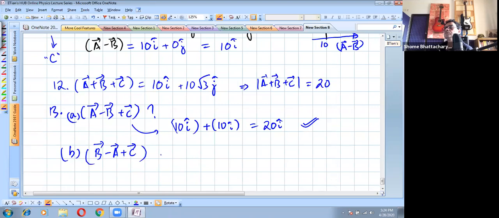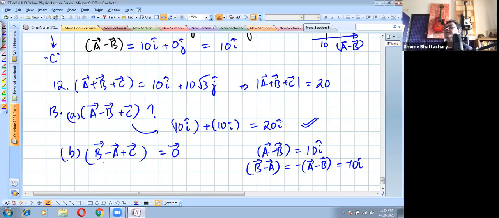Now if you work this out, you will see that this will actually be a null vector. Because see, A minus B, we just saw, was 10 I cap. So B minus A is nothing but minus of A minus B. So that is minus 10 I cap. So this thing is minus 10 I cap, and C we can already see is 10 I cap. So if you add this with this, you have to get 0. So this is correct. Okay.